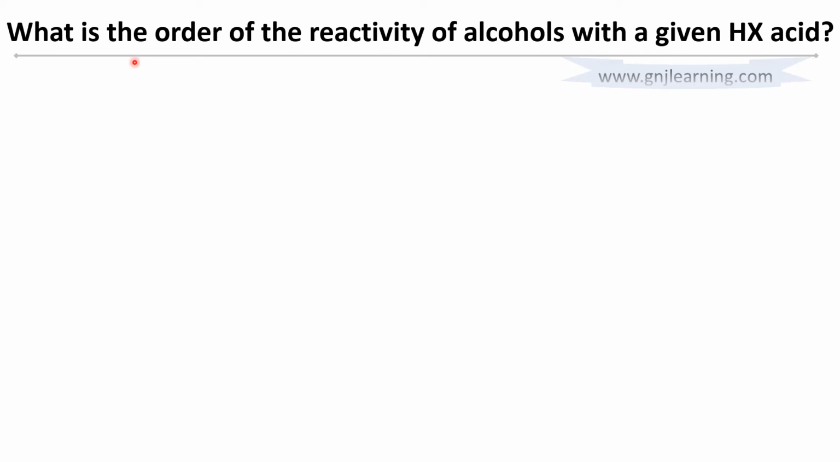So the next question is, what is the order of reactivity of alcohols with the given hydrohalic acid, halogen acid? So what we should know is, what are the different types of alcohols? Like halides, so I will write it. I have three types of alcohols. As in the halides, I have learned that I have primary, secondary and tertiary.